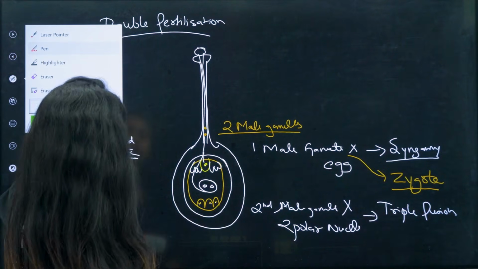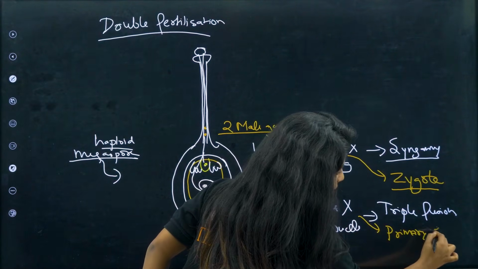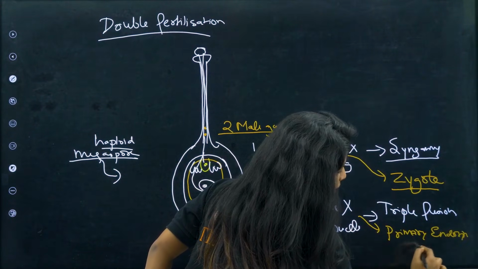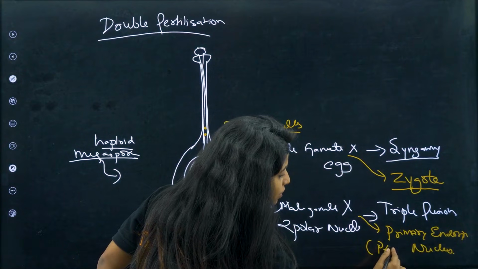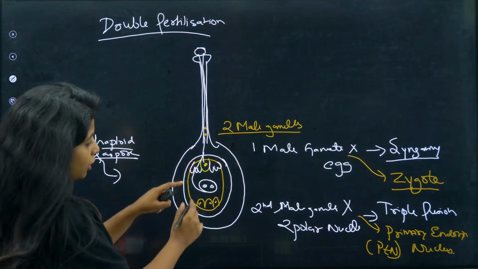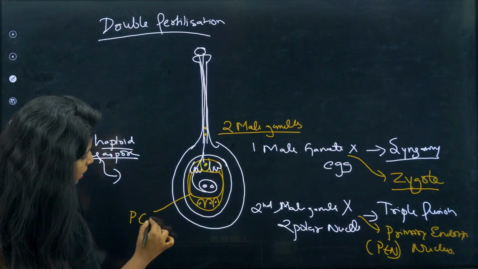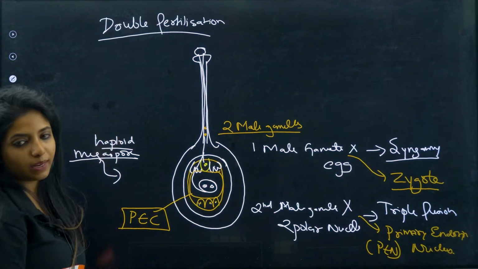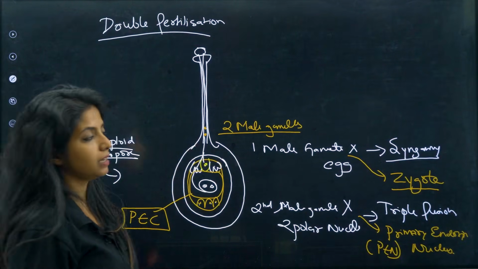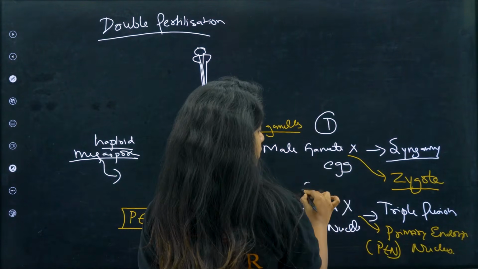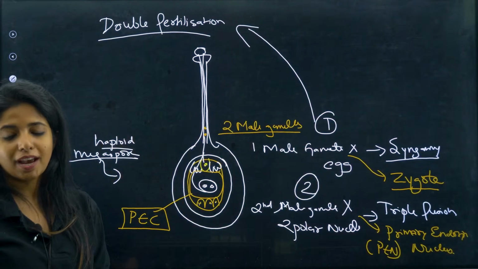What do I get at the end of it? I get primary endosperm nucleus, or PEN. If I talk about the central cell, then I can call it primary endosperm cell as well. Cool. Over here, how many times is the male gamete fertilizing or fusing? This is the first one and this is the second time. So I'll call this double fertilization which is happening.